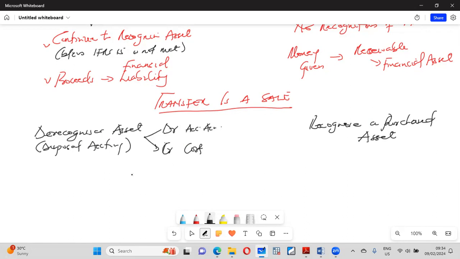So at the end of the day, what we are saying is that you have a carrying amount of an asset. Remove the carrying amount of the asset. So that is that. Now, when you debit this account, the corresponding account that you credit is what? The disposal account.